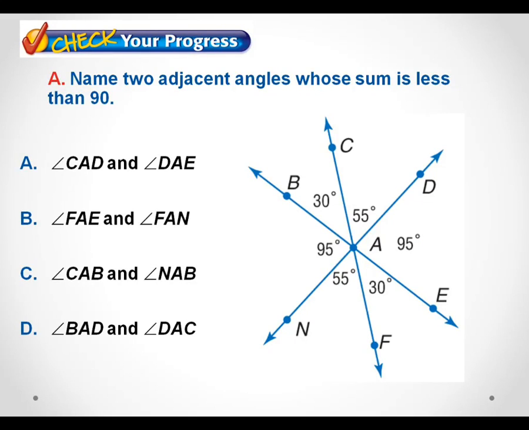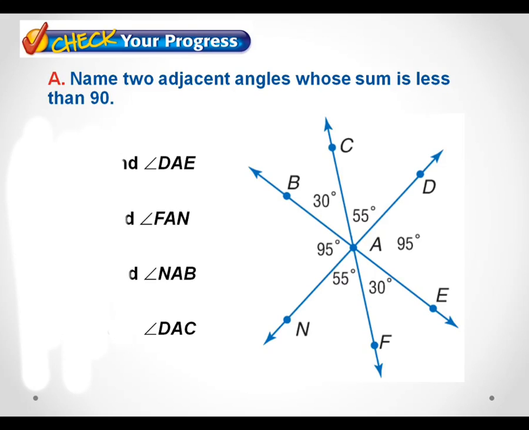Identifying angle relationships. In this case, let's pretend like there are no choices, so we don't have to look through. Okay. I want two adjacent angles whose sum, so added together, is less than 90. You guys can't see that because it's frozen. Let me fix that.